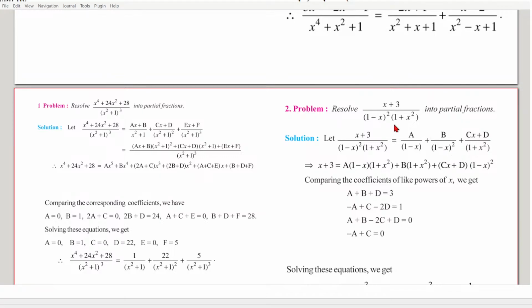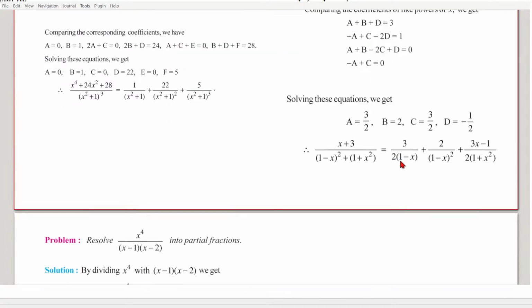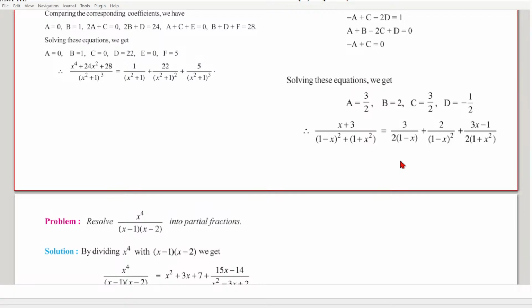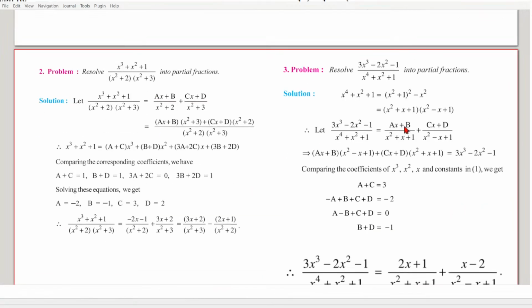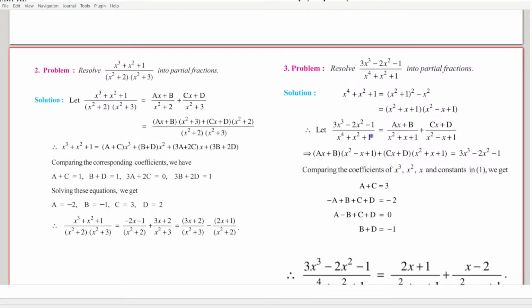1 minus x whole square, and ax plus c or cx plus d by 1 plus x square. Understood now? Yes, sir. Okay, this is how we create partial fractions. So now this is interesting. Meanwhile, I suggest you do one of these exercises yourself. Try this one once.